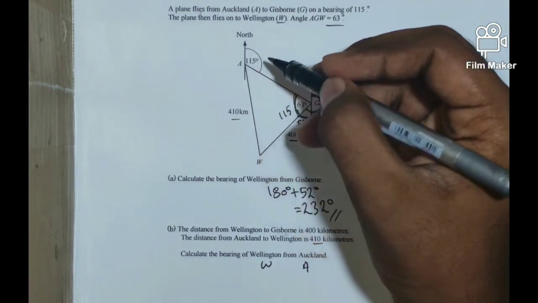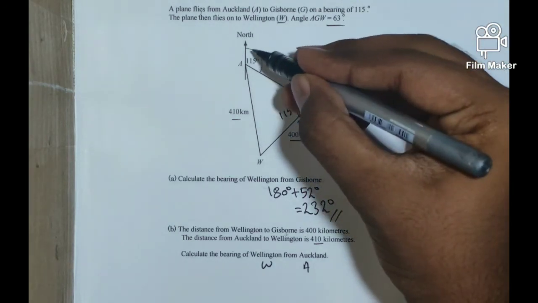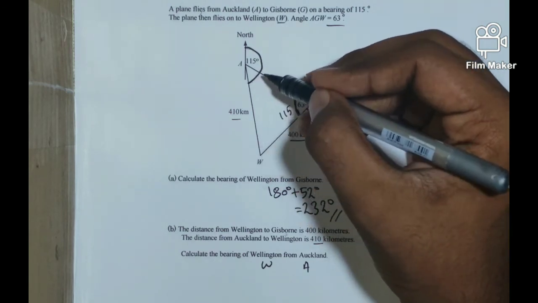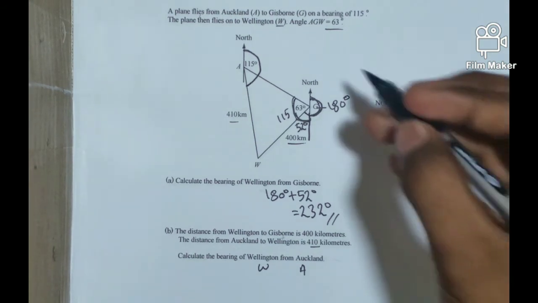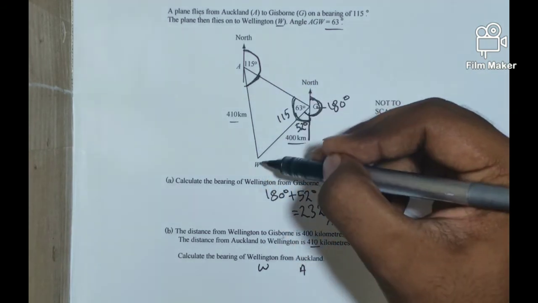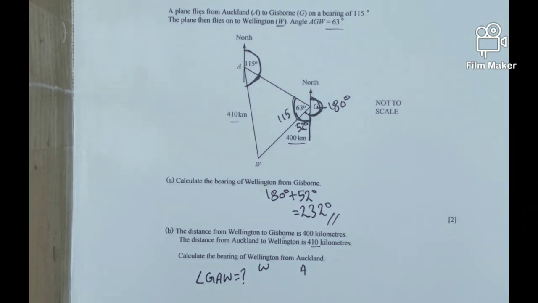So we'll have to calculate the angle of this till here. Now for this we need to find the angle of this part, which is GAW. We need to find the angle of GAW. How much? Now here we will use the sine rule.